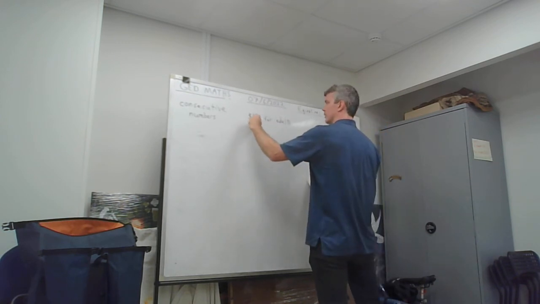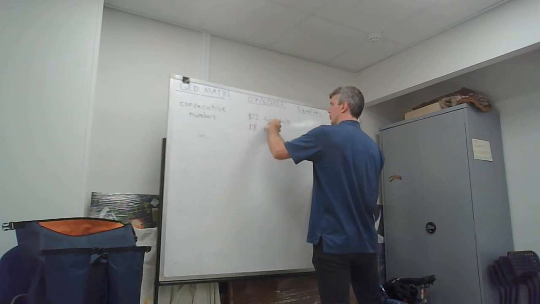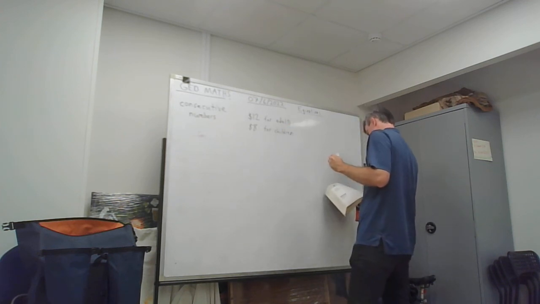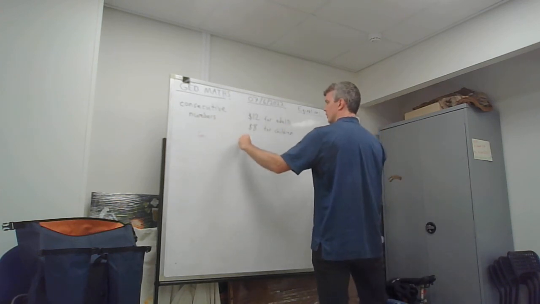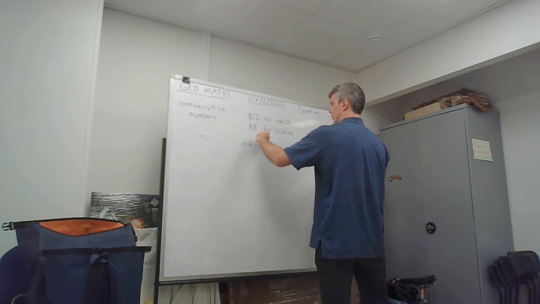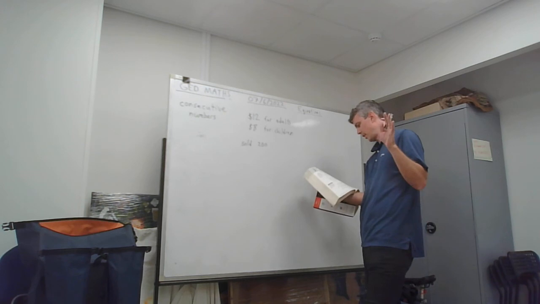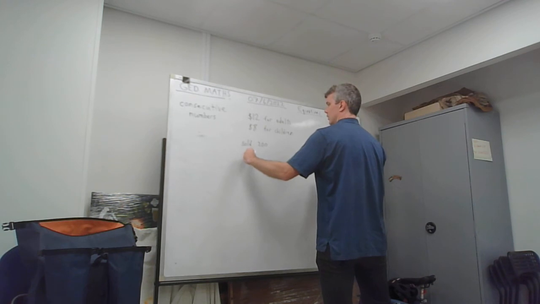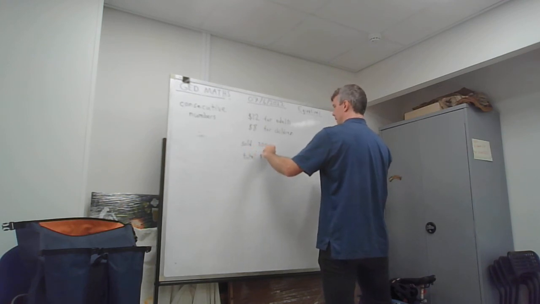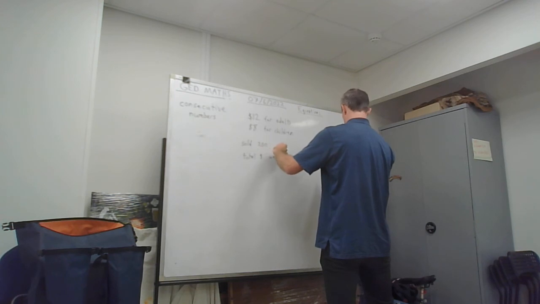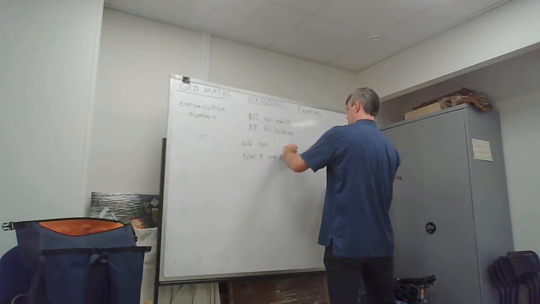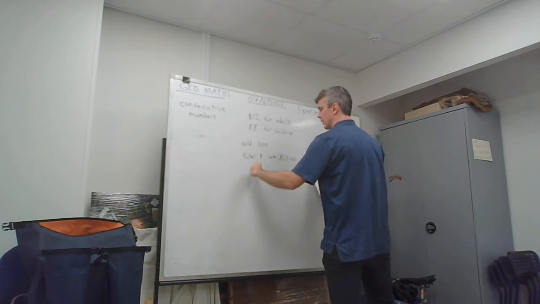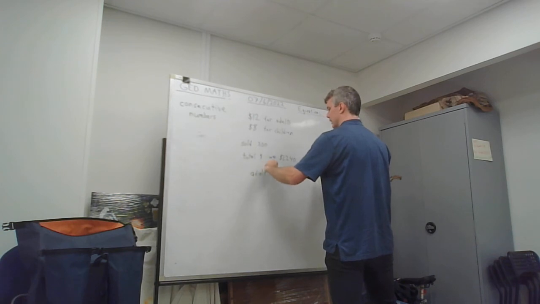And $8 for children. Okay? And they sold 200 tickets. One night, the box office sold 200 tickets. The total box office receipts, the total money was 2,240, right? So they want to know how many adult tickets.